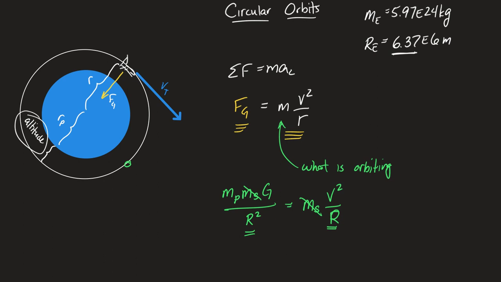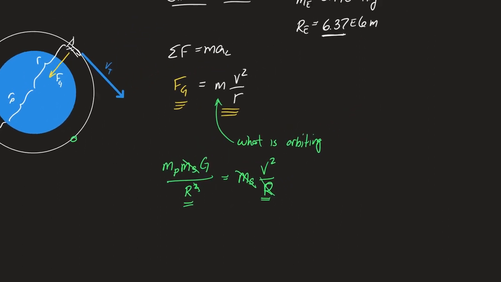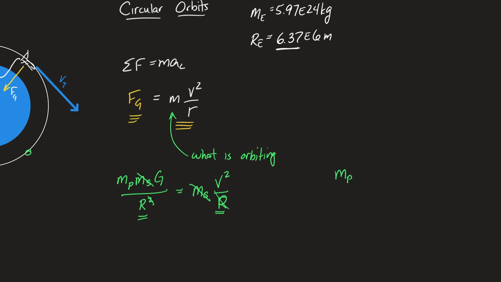So, first things first, we cancel out the object that's orbiting. Its mass goes away. Next, you'll notice we can cancel out one of the r's. There's an r on both sides. So what you're left with is mass of planet times G over r equals v squared. Now, I would not commit this to memory. It's not worth it because it's too easy to derive. But this would be the required velocity to be in orbit at the altitude that is just above the atmosphere.